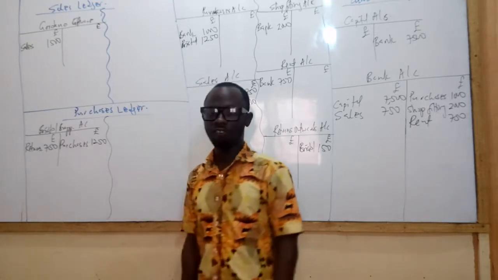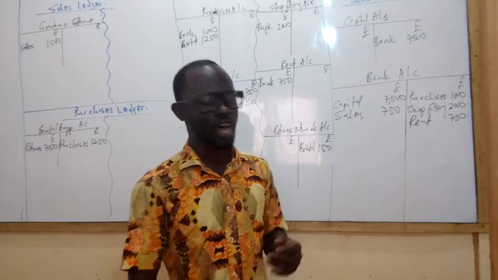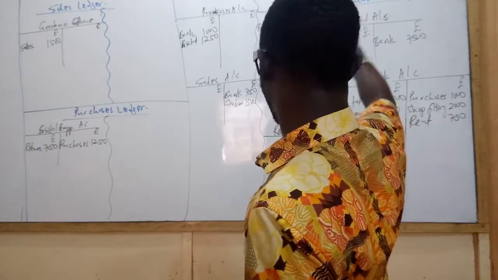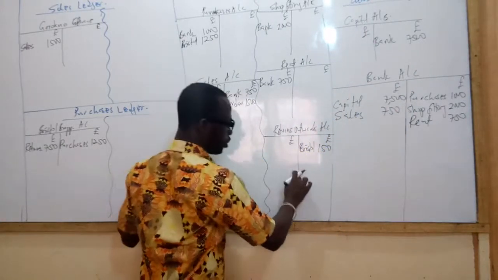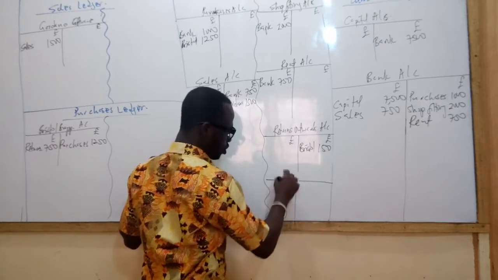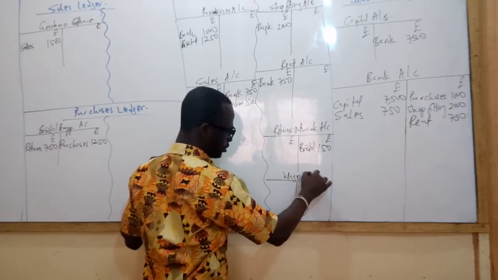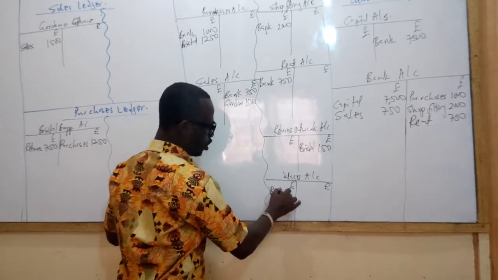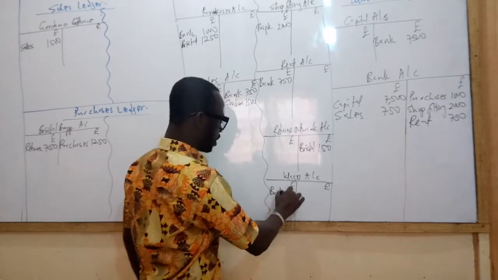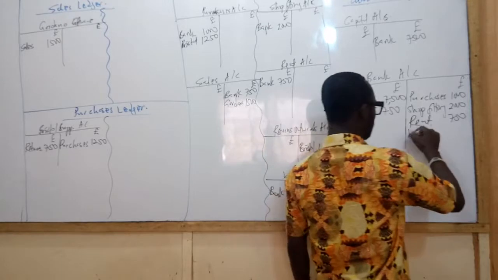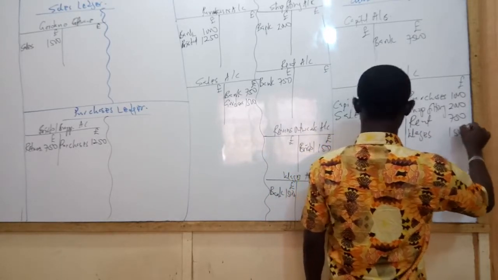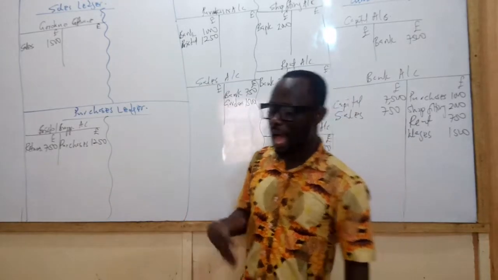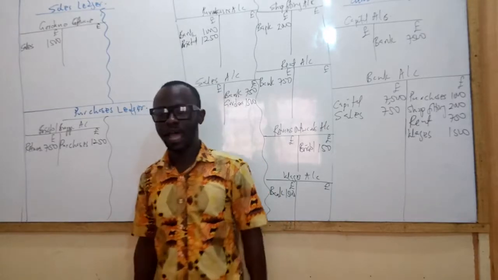Paid wages 1,005 by check. Now, what are wages? Wages are also expenses, and all expenses are recorded in the general ledger. So let me put that down here. Wages account. And so we debit wages and credit bank. So we pay wages $1,005. So we will credit bank in the name of wages, 1,005.